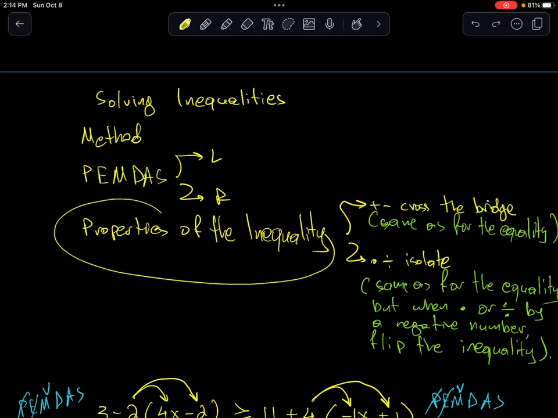We're not going to apply properties of the equality because there's not going to be any unknown to isolate, and all the terms are going to be constant terms. We're not going to have to cross the bridge. Okay, so the method for confirming inequality solutions is just PEMDAS, the same way that when we were confirming equality solutions, it was just PEMDAS.